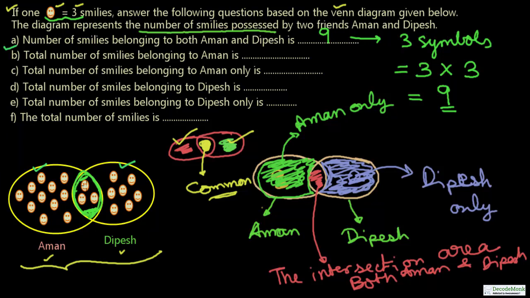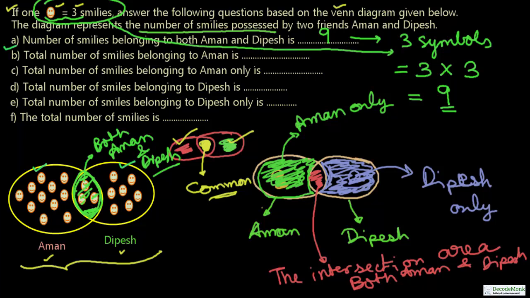This is because there are 1, 2 and 3 symbols in the intersection area, or the area which belongs to both Aman and Dipesh, and one symbol of smiley is equal to 3 smileys, and therefore 3 symbols is equal to 9 smileys. So 9 smileys is the answer. So I hope you have understood question number A.